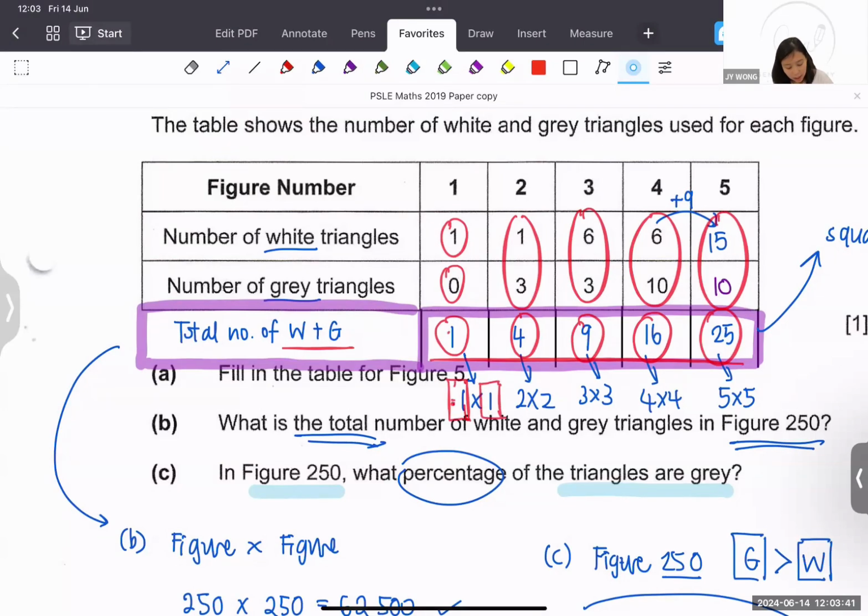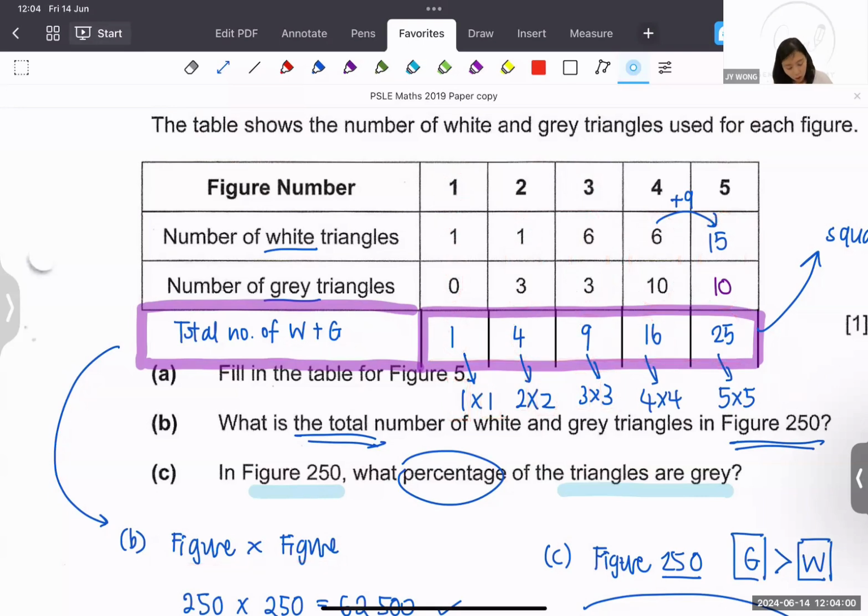And you realize 1 times 1 is figure number 1. Then figure number 2, the total is 2 times 2. Figure number 3, you figure out is 3 times 3. So if I want to find figure 250, then I will take 250 times 250. That's how I get the answer for part B. I hope this answered the question.